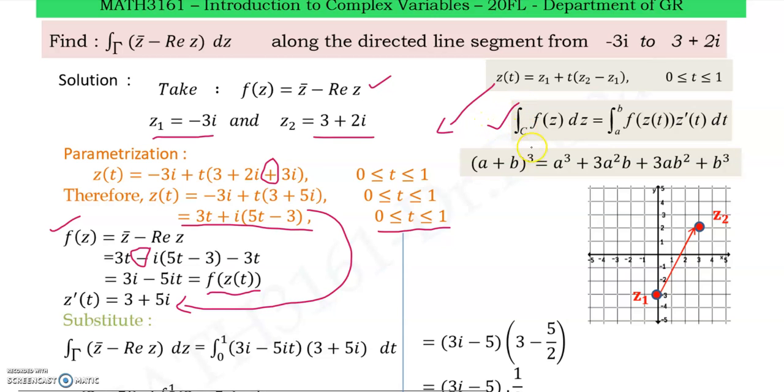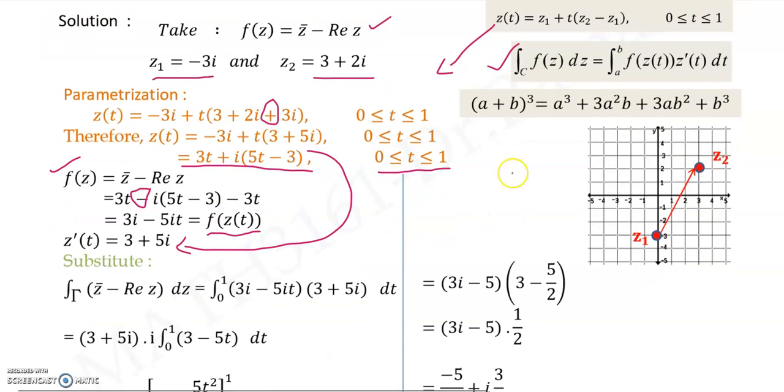in this rule. Okay, what is that? Actually this rule is not required here. Okay, so now integral over c f of z dz. Okay, the question, integral over gamma z bar minus real part of z dz. Okay, now this is left side. Now integral a to b, here limit is 0 to 1 for t, so 0 to 1.